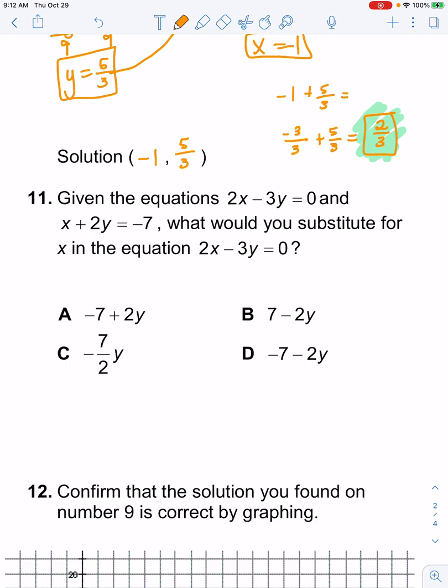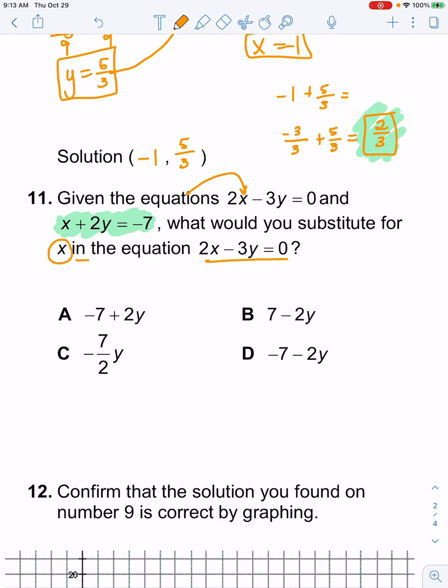Given the equation 2x minus 3y equals 0 and x plus 2y equals negative 7, what would you substitute for x in the equation 2x minus 3y equals 0? So they're saying, what would you substitute for x in this equation? So they're saying, what would you plug in right here? Well, that means I need to focus my eyes on this equation, and solve it, because that is what is going to be plugged in to the other equation.